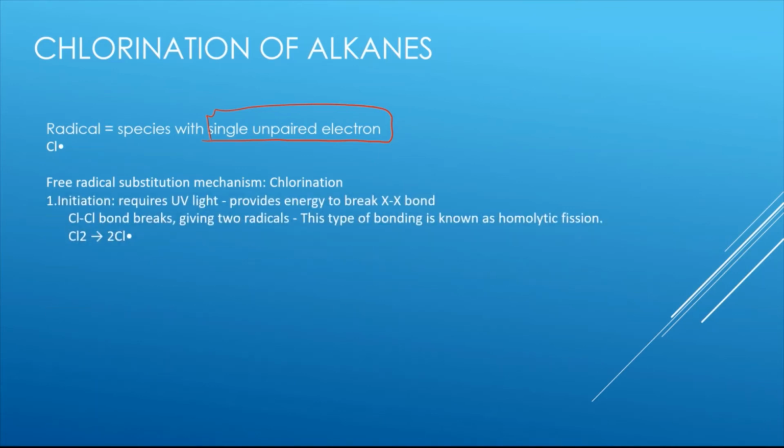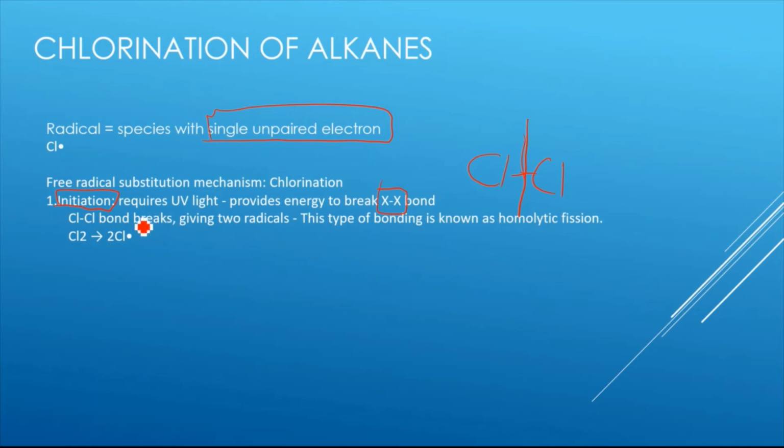This has different steps. So starting off, we have an initiation step. This requires UV light. This is one of the reaction conditions, so make sure you are aware of it. This provides energy to break the X–X bond, which is basically the bond between the halogen atoms. So this is the Cl–Cl bond, and UV light provides energy to break that bond.